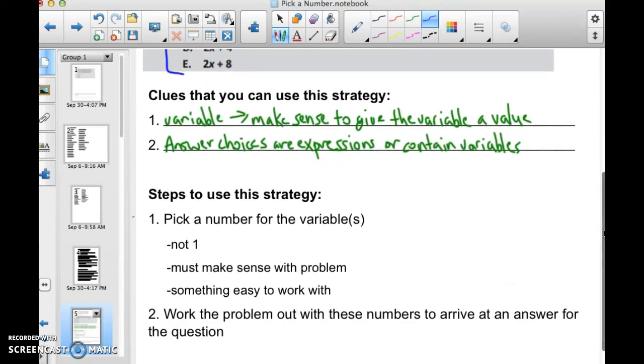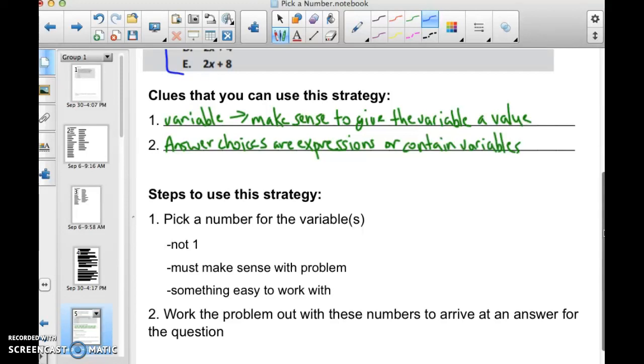You pick a number for the variable or variables, depending on how many exist within the problem. Now, 3 things for the first step. Never pick the number 1. It just leads to multiple answer choices being correct sometimes. Then these other 2 things, you need to use some logic with them, because the numbers you pick must make sense within the problem. So a lot of times if you're working with percentages, 100 would be a good number to pick if it made sense, because 100 is easy to use for percentages.